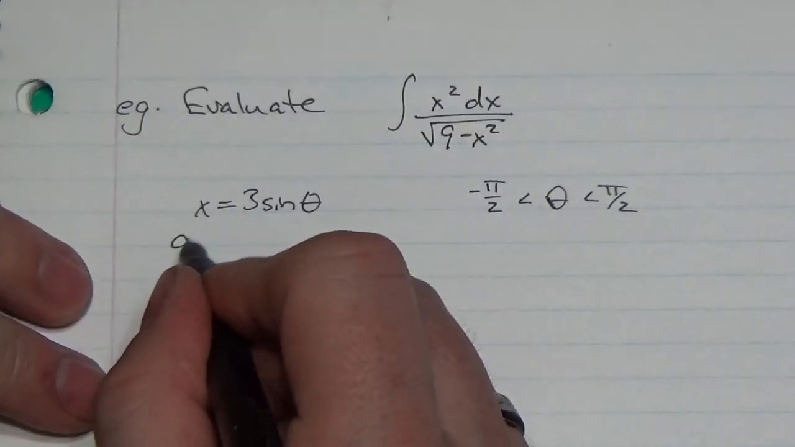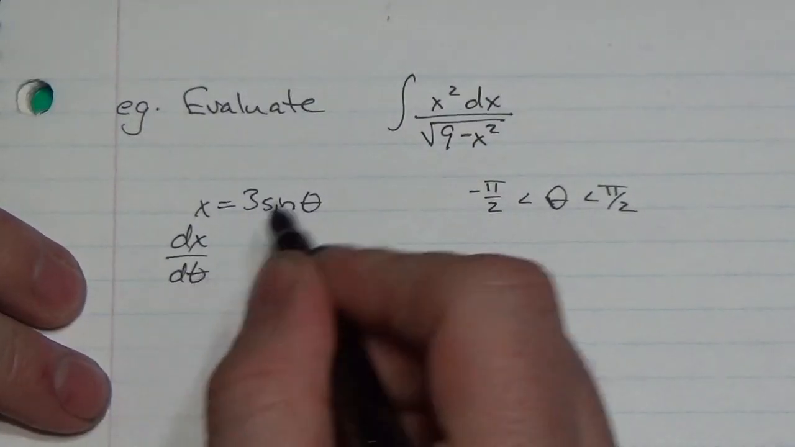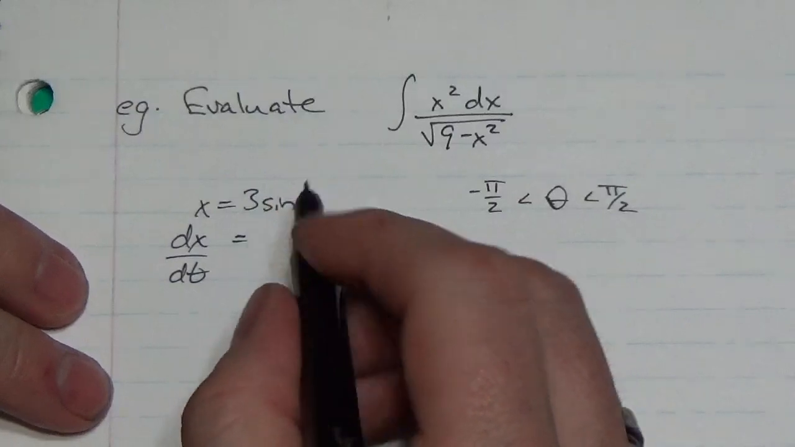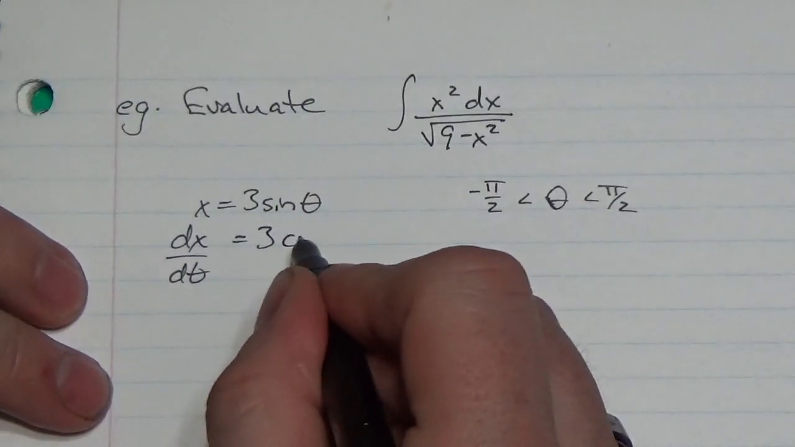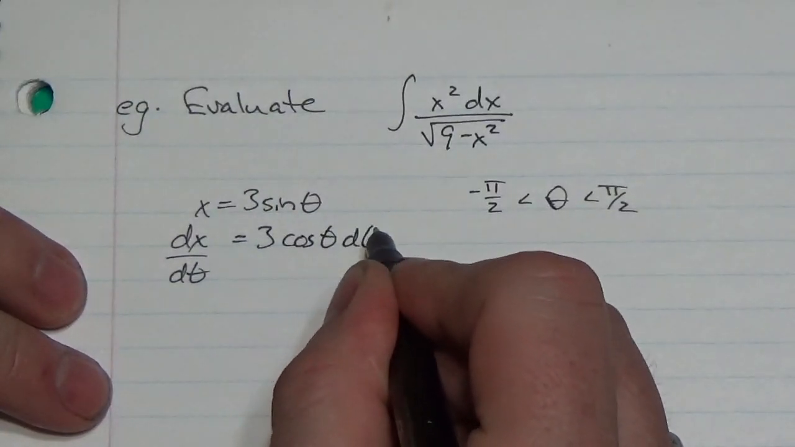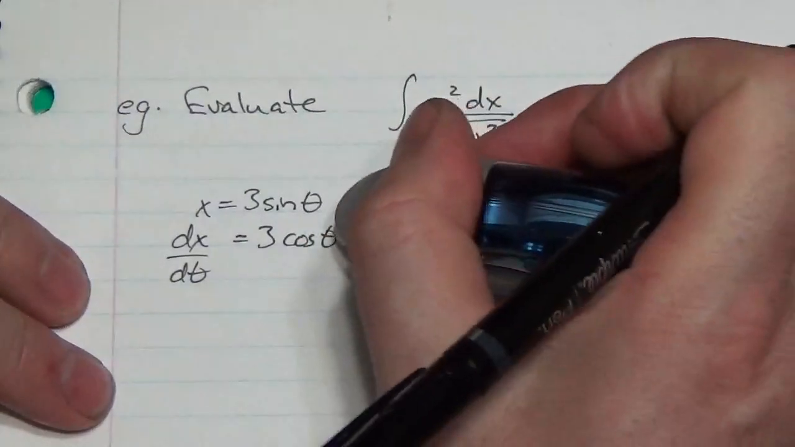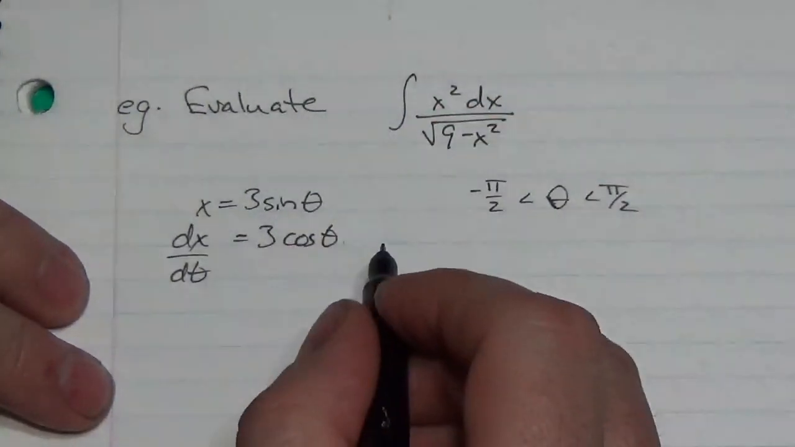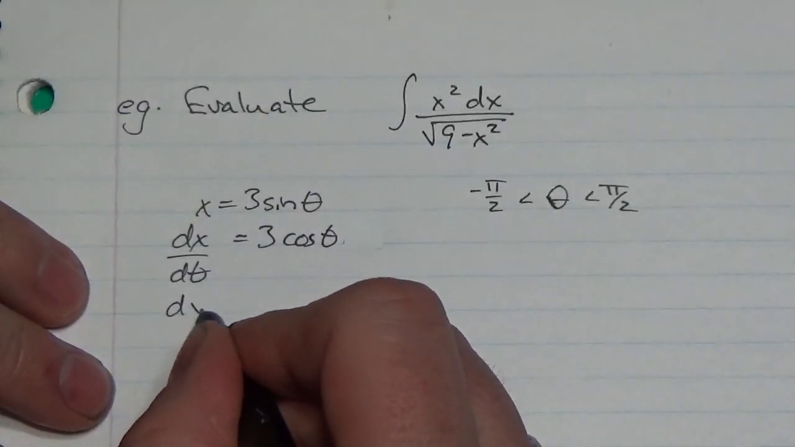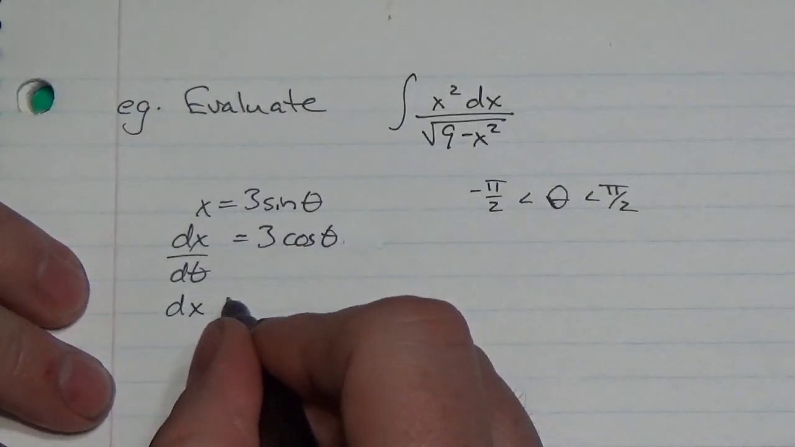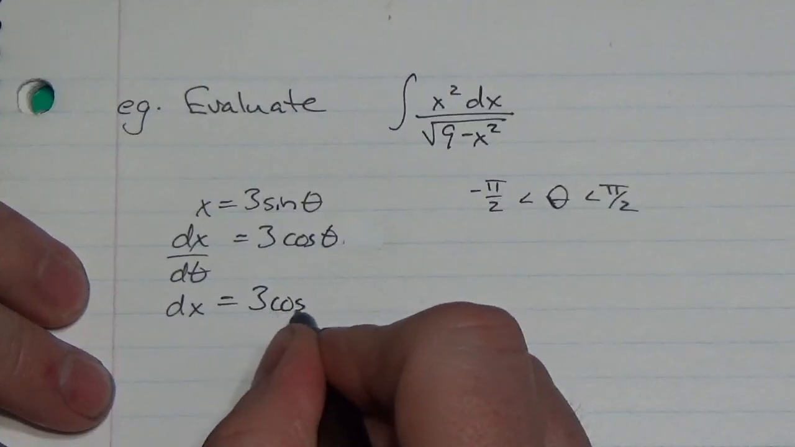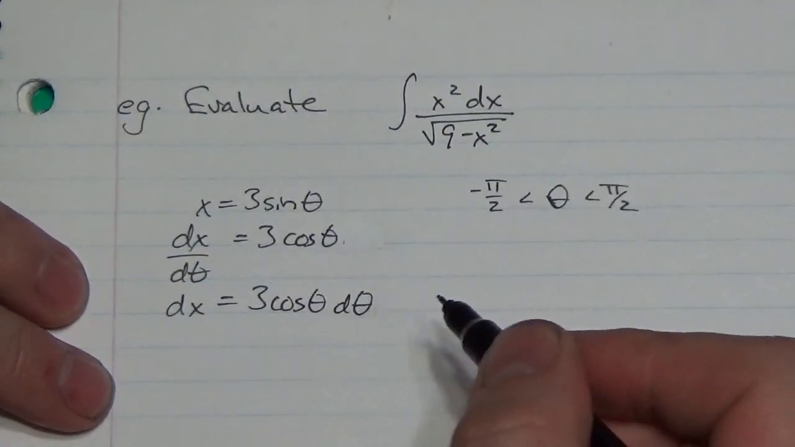Okay, so now let's take the derivative. So dx by d theta is going to be 3 cosine theta. Whoops, sorry, I'm getting ahead of myself. That's what I'm going to do next. Okay, so 3 cosine theta, and so dx is going to equal 3 cosine theta d theta.